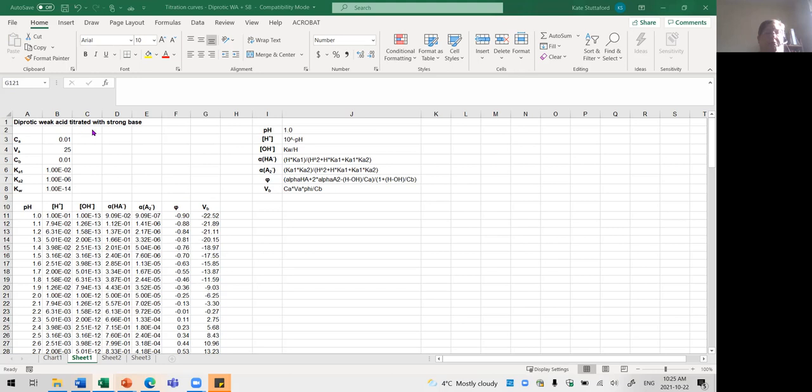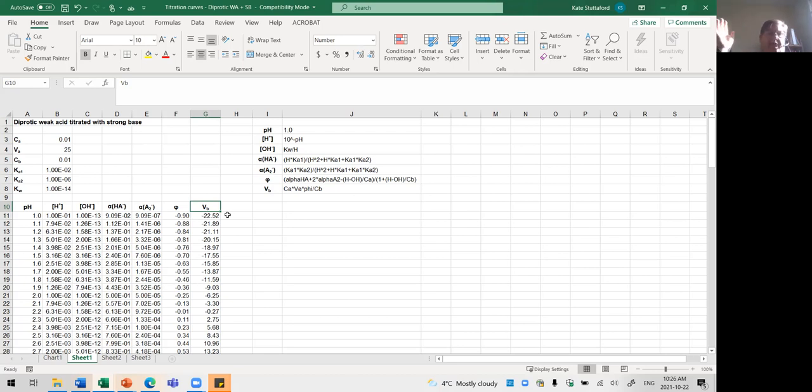So here we're doing a diprotic weak acid titrated with strong base. I've collected together all of the constants that I need. So I have the concentration of the acid that we started with, as well as its volume, the concentration of the base, and then I have the two Ka's for this diprotic acid, and finally I have Kw. Then the columns that I'm going to need: a pH column, and then H plus and OH minus calculated from the pH, whatever alphas I need for my phi, then my phi, and then finally the volume of the titrant, which in this case is the base. So remember that the phi equation has two parts to it.